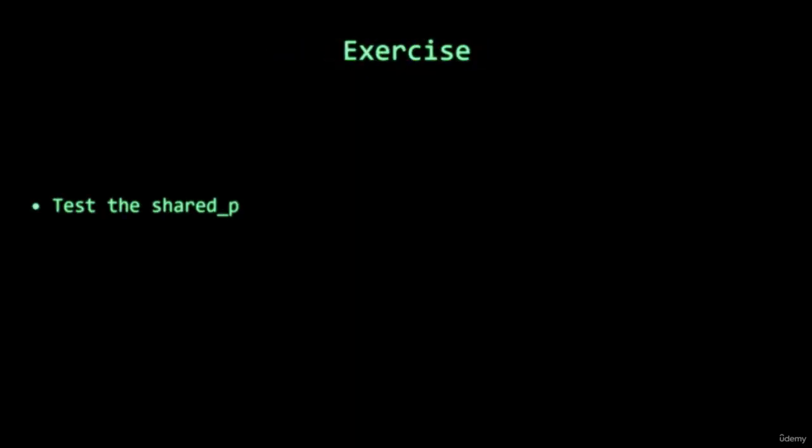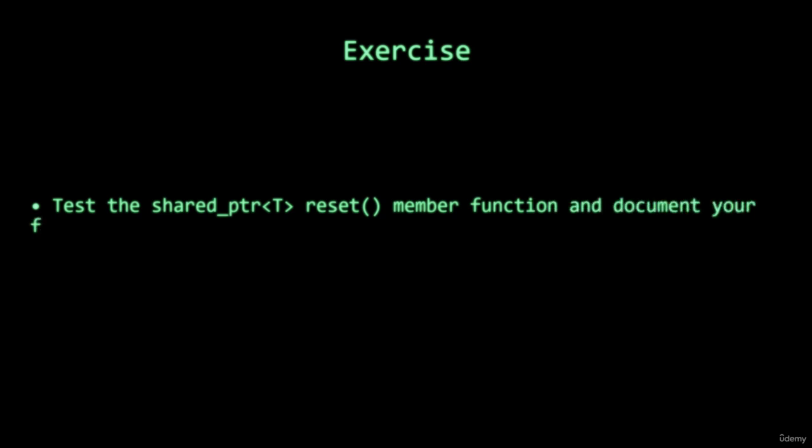For an exercise, I'd like you to test the reset member function for the shared pointer, and then document your findings on that. In the previous example, we had these two shared pointers, shared pointer 1 and shared pointer 2, both of them managing the same heap object. Now, one thing that we can test is what happens if we reset the shared pointer 1 object. Does it deallocate the heap object or not? It shouldn't, right, because shared pointer 2 also references that heap object.